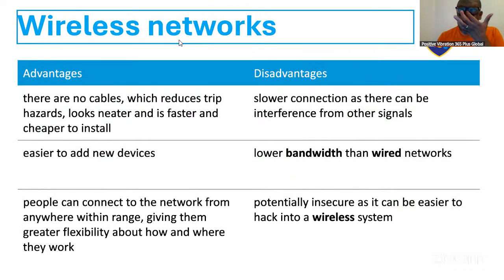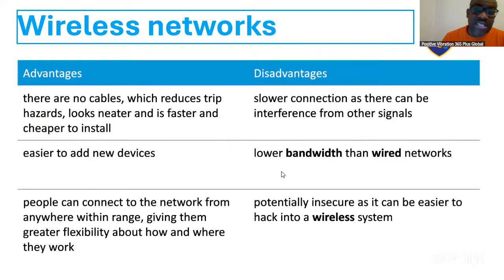However, on the other hand, with wireless network, there are no cables and this reduces trip hazards. It also looks neater. It is fast as well to install. And if someone comes to my home, I don't have to be looking at ports or plugging something out. It is much easier to just give them the Wi-Fi and the Wi-Fi password, and they can be added to the network. All right, very important. People can connect to the network from anywhere within range, giving them flexibility. Right, so that's number one. People want to be able to move around. You don't want to be confined in a spot.